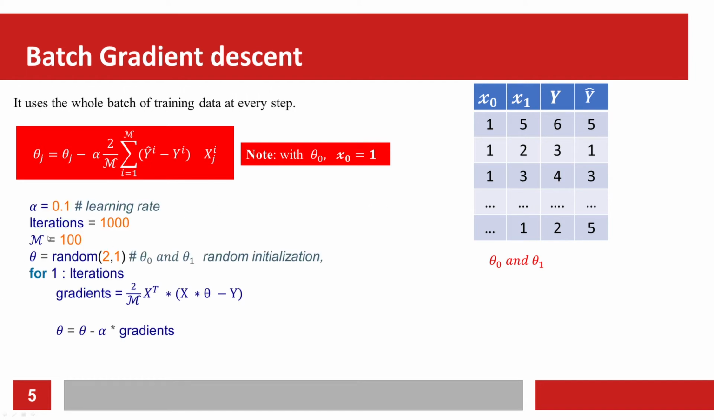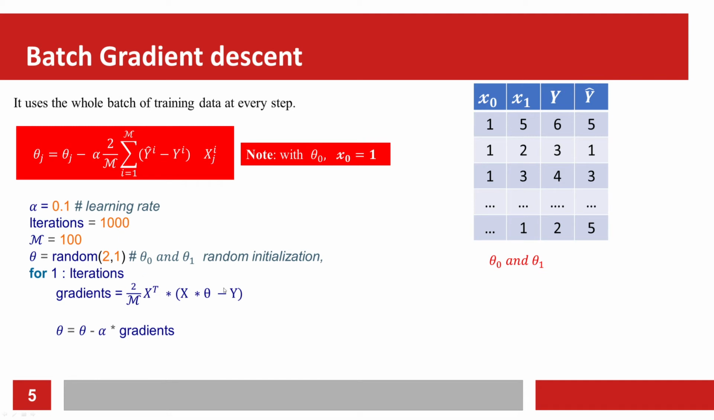As you can see, assume here alpha is 0.1. It's just pseudocode. You can convert it to any language, for example, Python or R. And here's the number of iterations. And in theta, in our example, we have only two. We initialize theta 0 and theta 1 randomly.